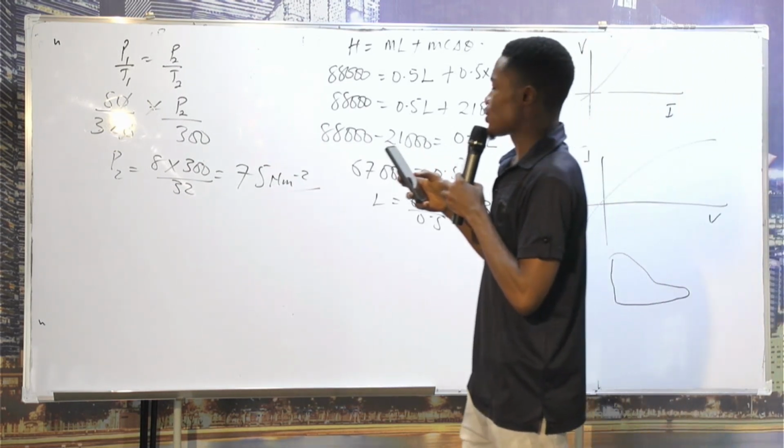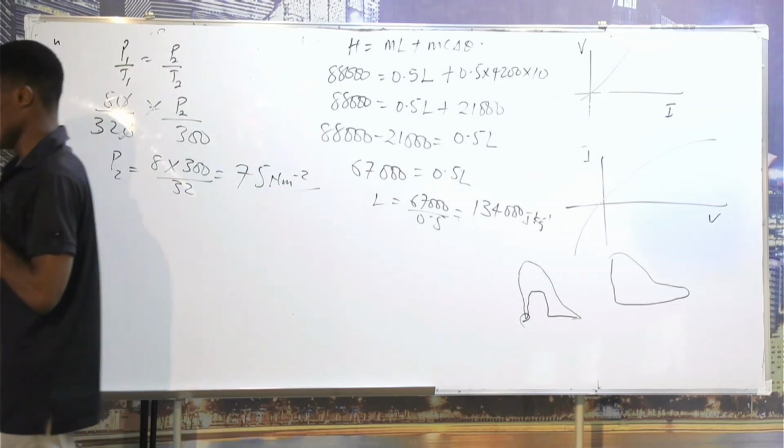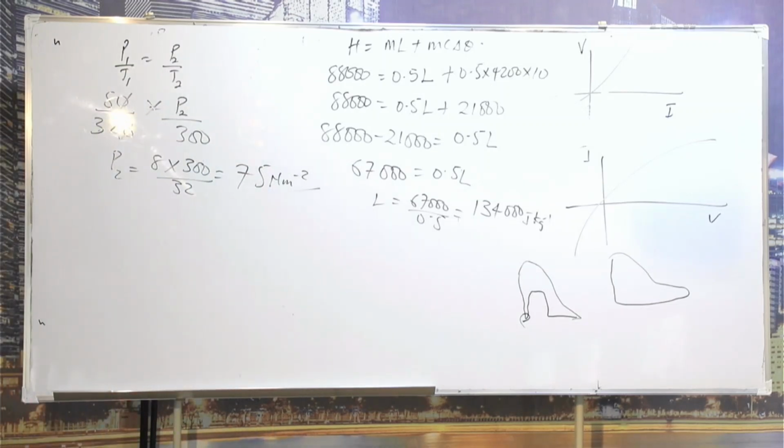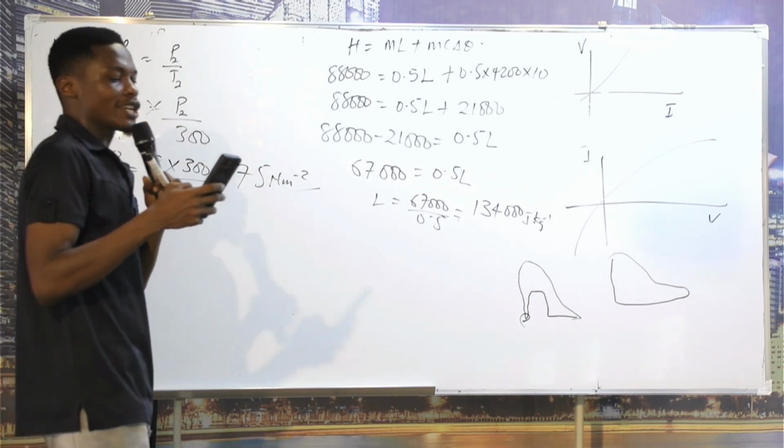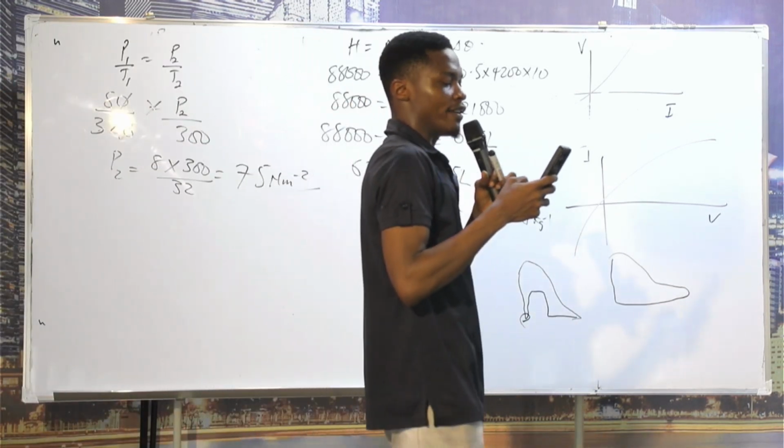Next question. Which of the following instruments may be used to measure relative humidity? What is the answer? Hygrometer. Good.